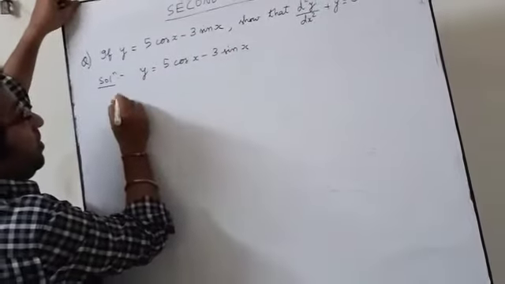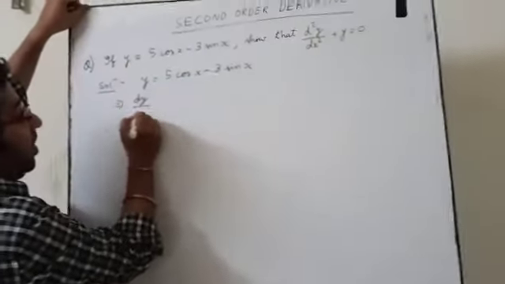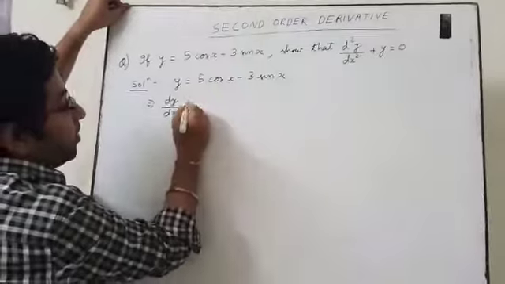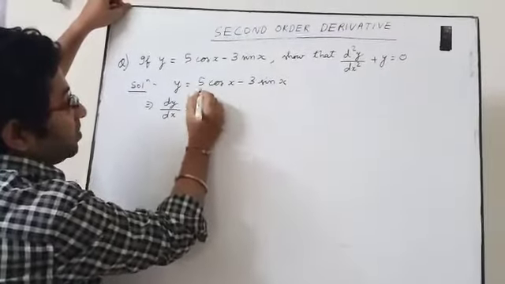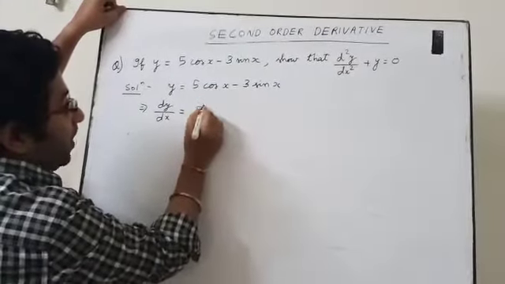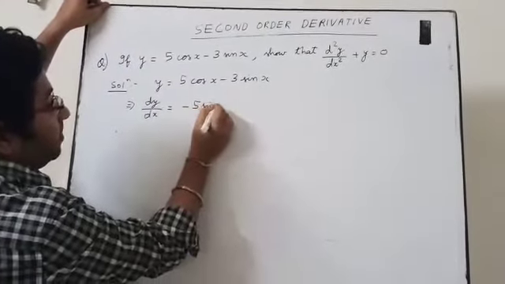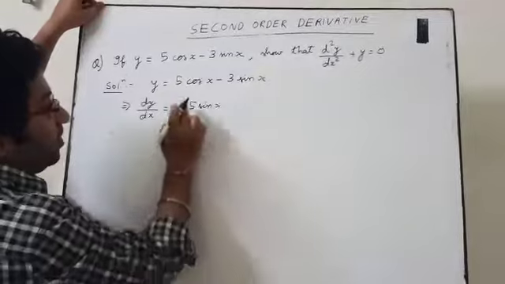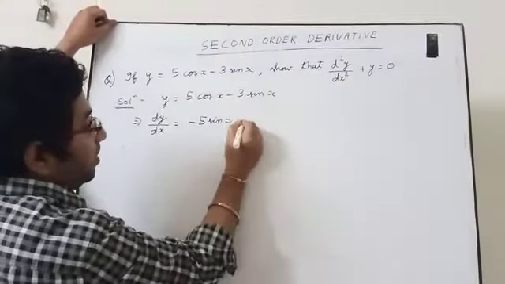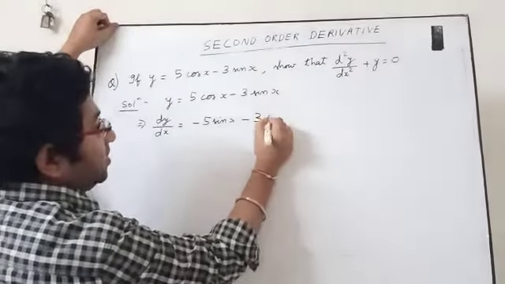Do the derivative, dy by dx. What is the derivative of 5 cos x? 5 is constant, so it will be taken out. The derivative of cos x is minus sin x. Minus 3, the derivative of sin x is cos x.